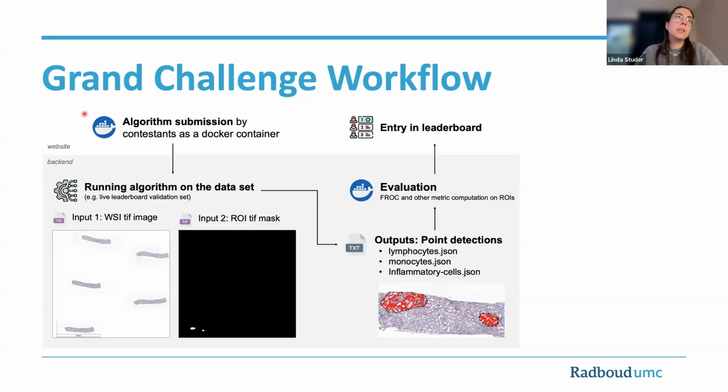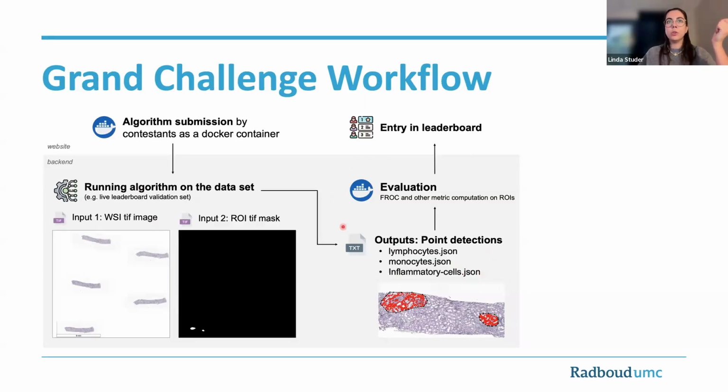So from the participant side, what they will have to do is to create a Docker image that they then can submit to the Grand Challenge website. This Docker container is then taken by Grand Challenge, will run on the back end, and is applied to the data set that has been uploaded. In our case, that would be one of the whole slide images and then the region of interest. And then on the back end, it generates the output, which are 3 files: a lymphocytes file, a monocytes file, and an inflammatory cell file.